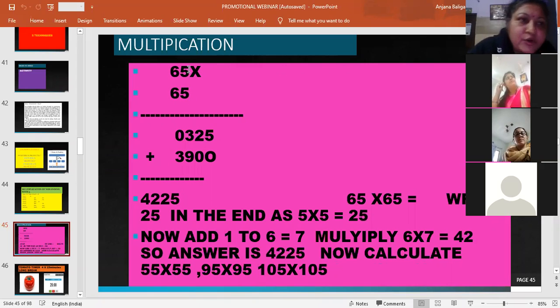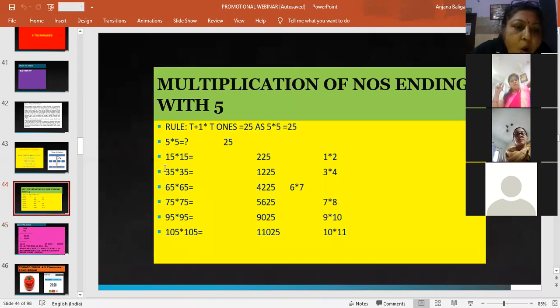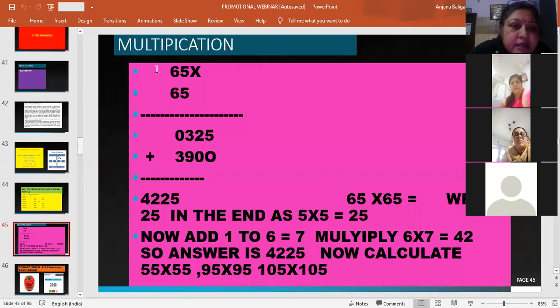Now, the method which I'm going to teach, you're going to calculate without a calculator and within seconds. You see all the numbers in this table, the tens place is the same: 3, 3, 6, 6, 5, 5, 7, 7, 9, 9, 10, 10. So what you're going to do is just add 1 to the tens place digit. If it is 3, add 1 and multiply it with it. 3 plus 1 is 4. 4 3s are 12. 6 plus 1 is what? 7. Multiply 6 and 7, you'll get 42.